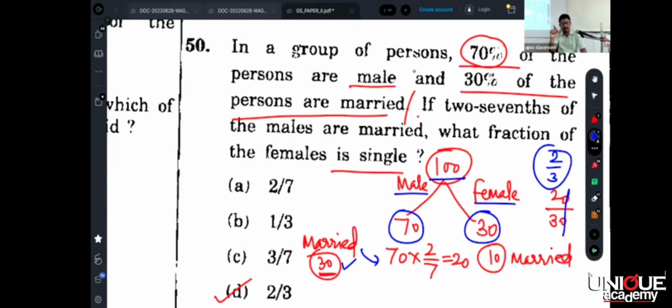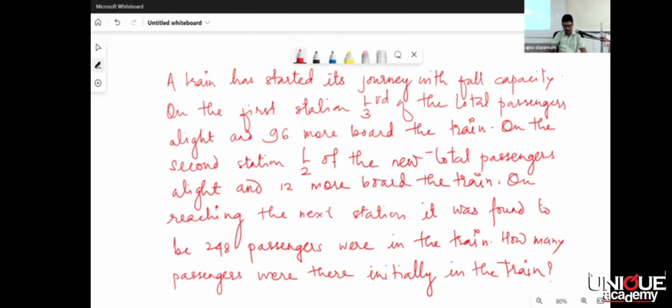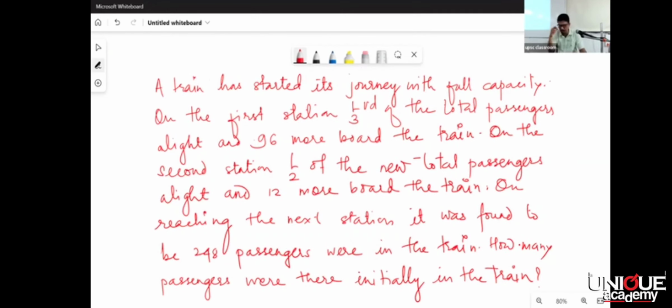Okay, finished. Then the last question that I would like to give you on fractions, which you can see on the screen. I would like you to take note of it. Take it down. Online friends, you can take a screenshot of this one and directly try to solve. A train has started its journey with full capacity.